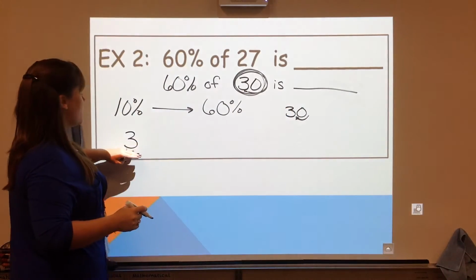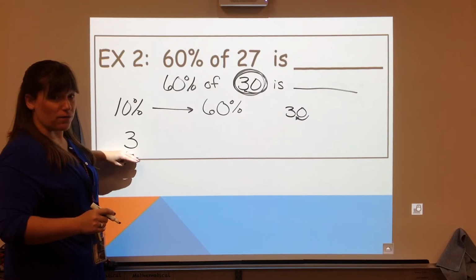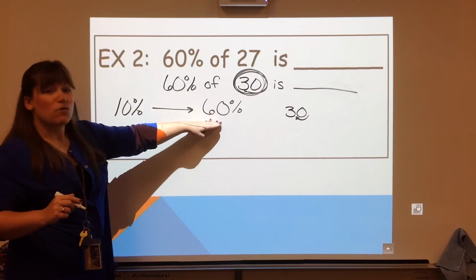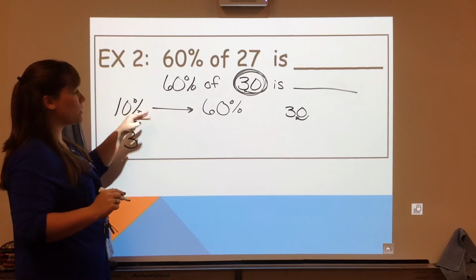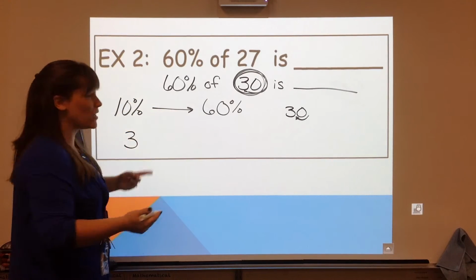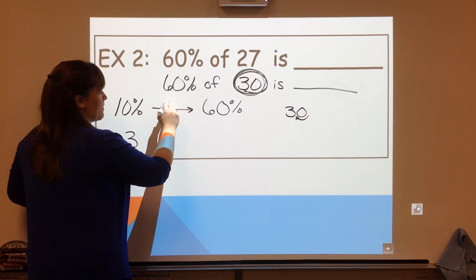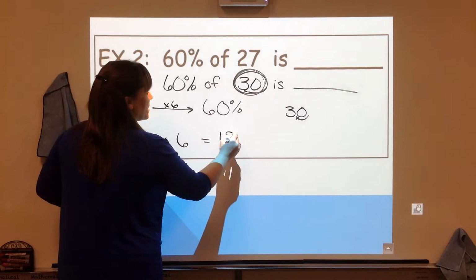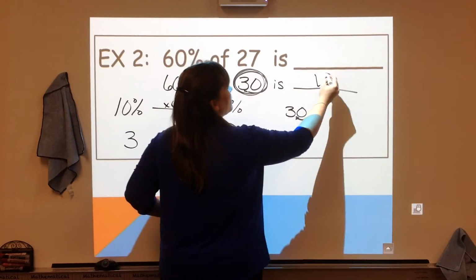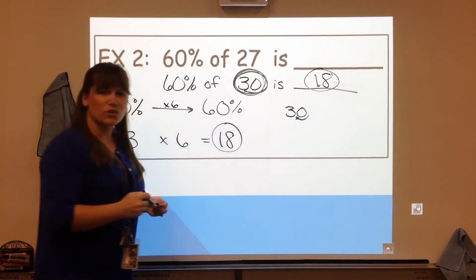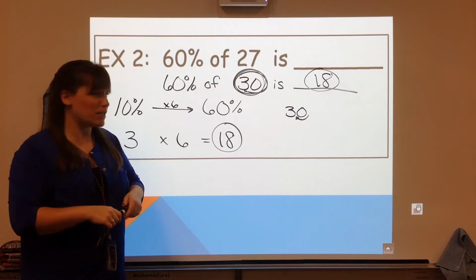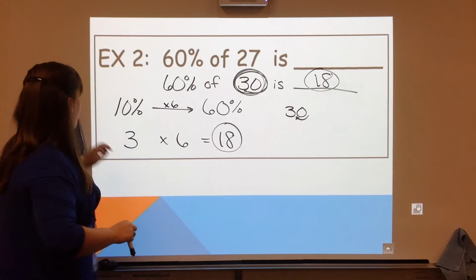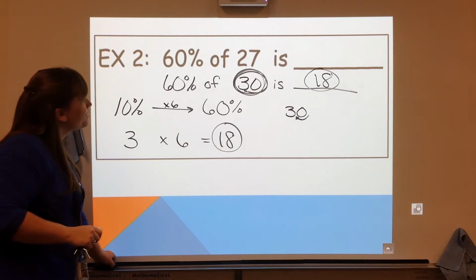So we have found 10% of 30, but we don't want 10%, we want 60%. How do we go from 10% to 60%? We would multiply it by 6, so we're going to do the same thing to 3, and now we have our answer. So it's using that idea of 10% and then multiplying to get our answer. Let's try some more.